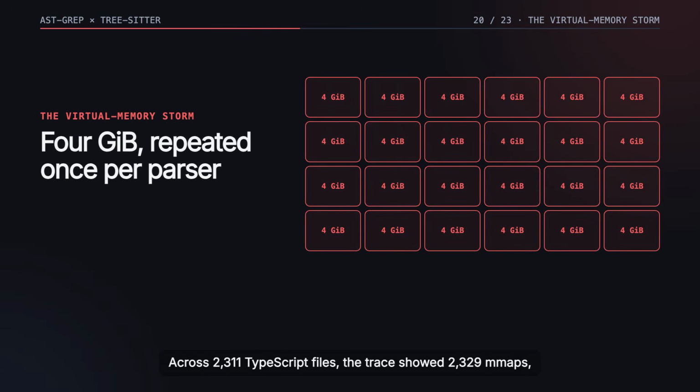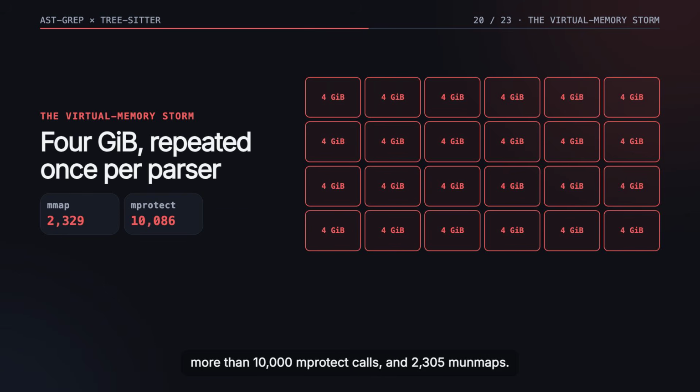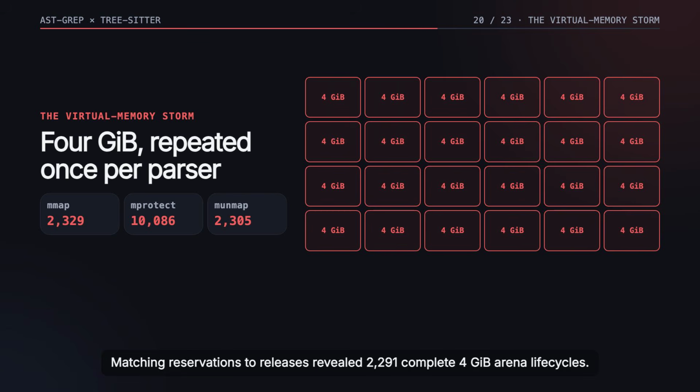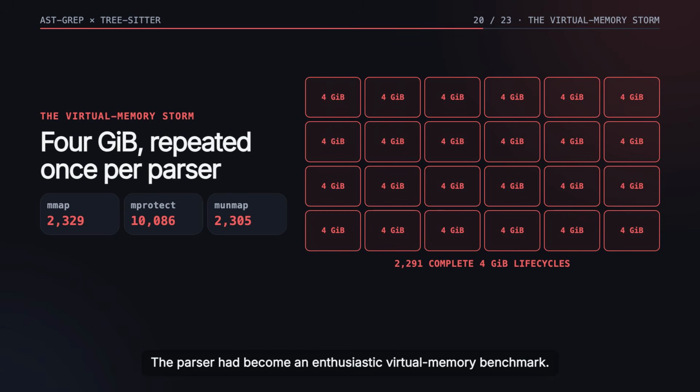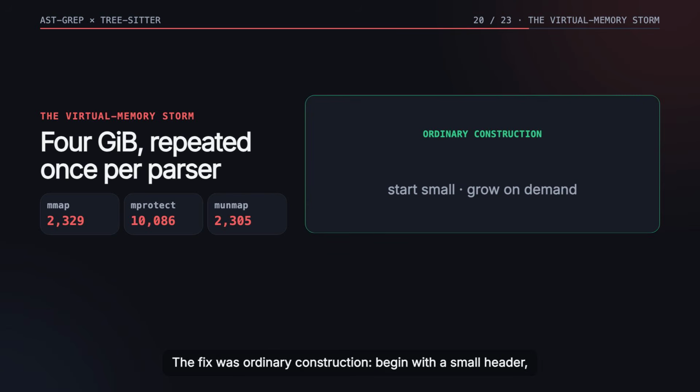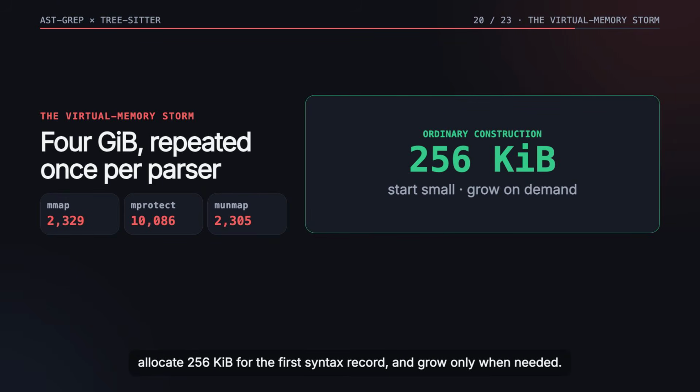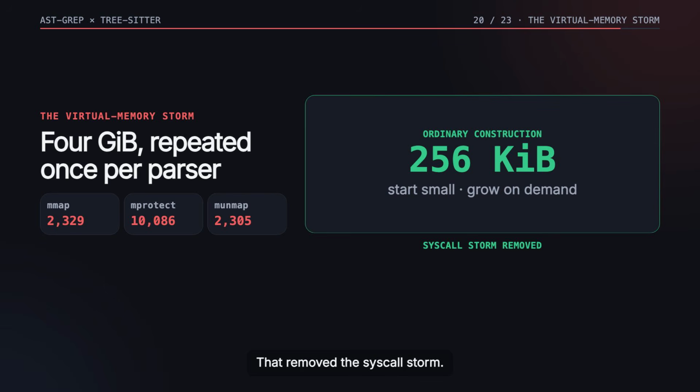Across 2,311 TypeScript files, the trace showed 2,329 mmap calls, more than 10,000 mprotect calls, and 2,305 munmap calls. Matching reservations to releases revealed 2,291 complete 4 GB arena lifecycles. The parser had become an enthusiastic virtual memory benchmark. The fix was ordinary construction. Begin with a small header, allocate 256 kibibytes for the first syntax record, and grow only when needed. That removed the syscall storm.